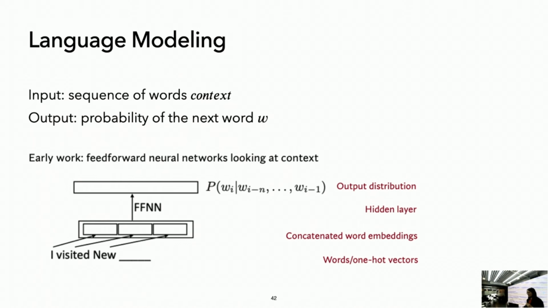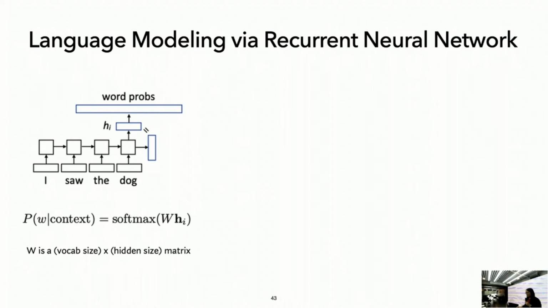There is a key disadvantage here. That is, you need to deal with this kind of context, right? Because we need to concatenate the word embeddings, and then since every time we take a 4 or 5, this needs to be learned many, many times. So recurrent neural network was introduced on top of feed-forward neural network.